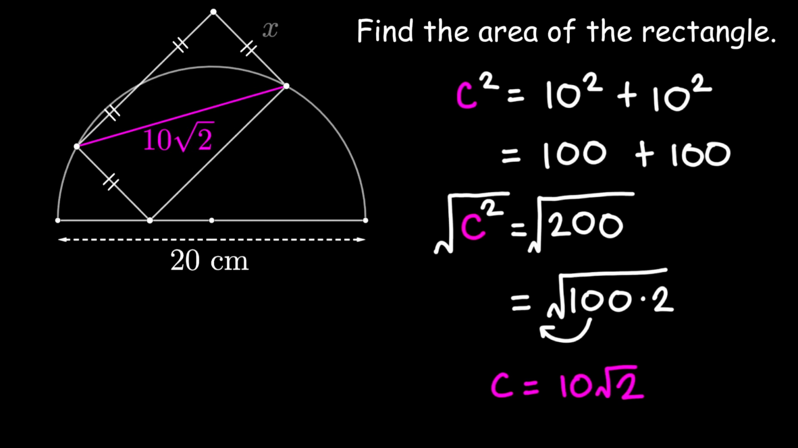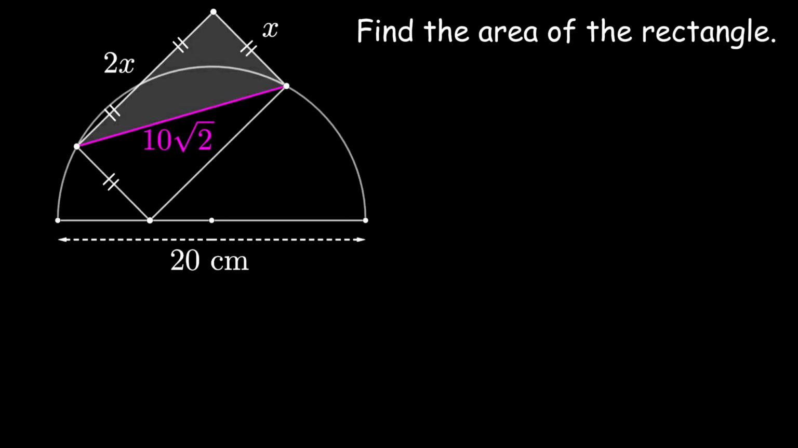Next, if we assume that the width of the rectangle is x units, then the length must be 2x. Let's apply the Pythagorean theorem on the highlighted right triangle. X squared plus 2x squared is equal to the square of the hypotenuse, which is 10 square root of 2.